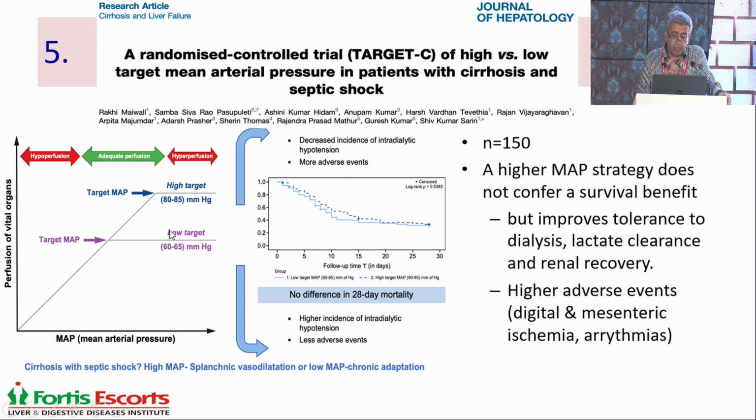to 65. And they found that a higher mean arterial pressure target did not confer a survival benefit, but it did improve tolerance to dialysis, lactate clearance, and renal recovery. People who had a higher target had higher adverse effects, and predominantly these were digital and mesenteric ischemias and arrhythmias. So my take from this would be I would target 60 to 65, but if the patient is going to need dialysis, probably the target should be revised to slightly higher.